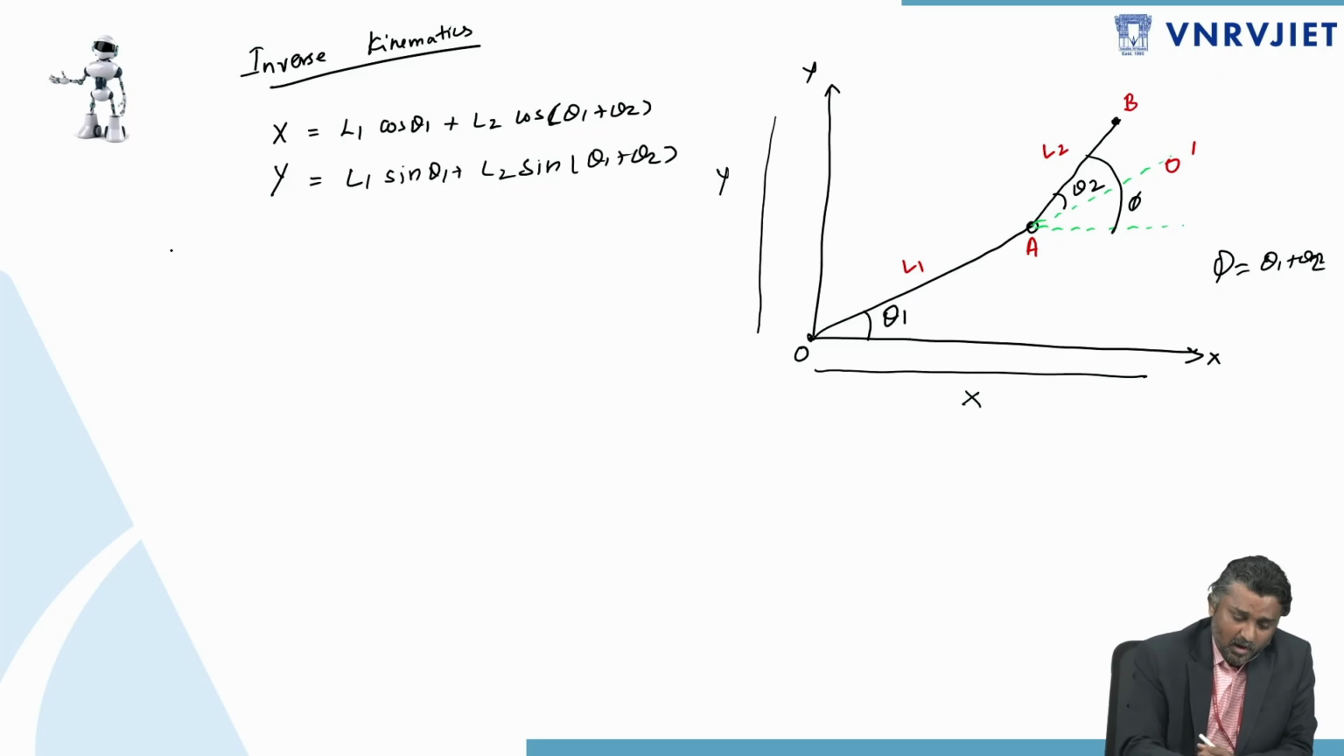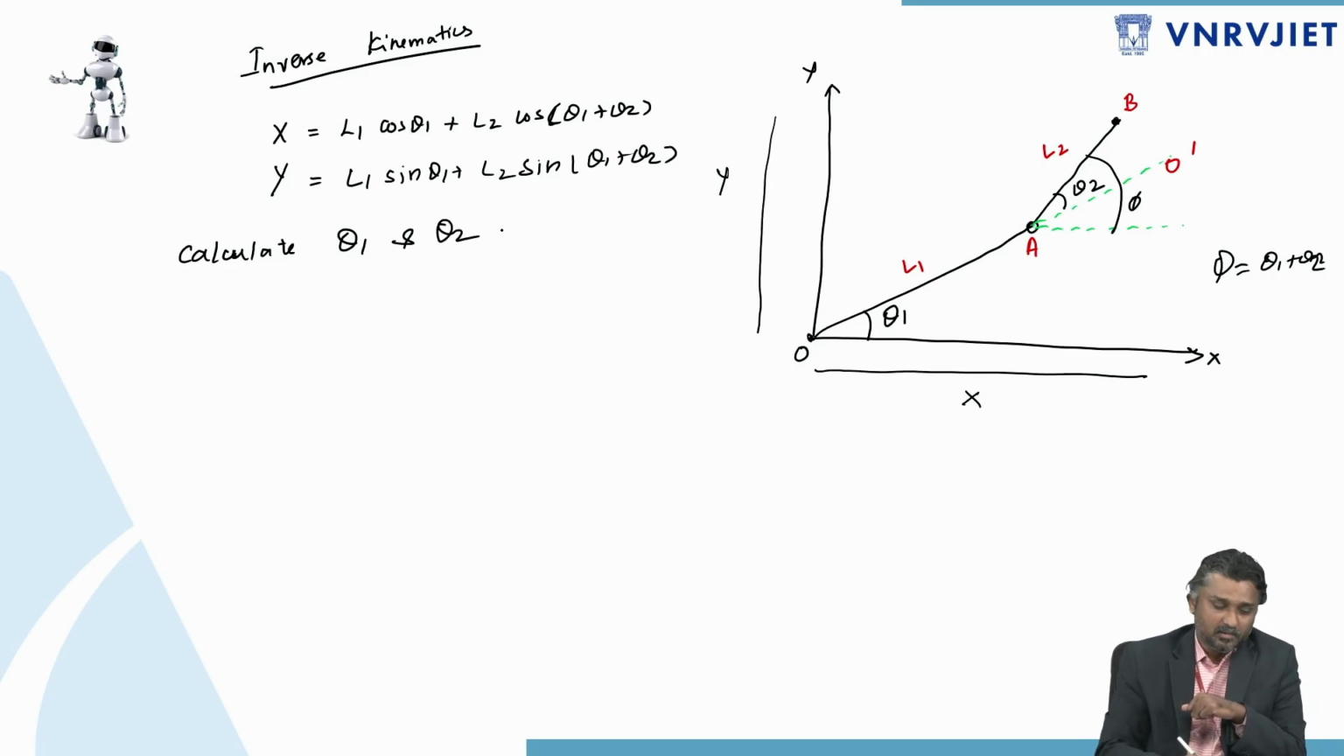Okay. So now how to calculate? I told you inverse kinematics means from the end effector position, you have to calculate the joint angles. So how to calculate the joint angles theta 1 and theta 2? Here we are using the Pythagoras theorem. You know very well, a square plus b square is equal to c square. If you know two sides, you can identify the other side. So we are using the Pythagoras theorem.